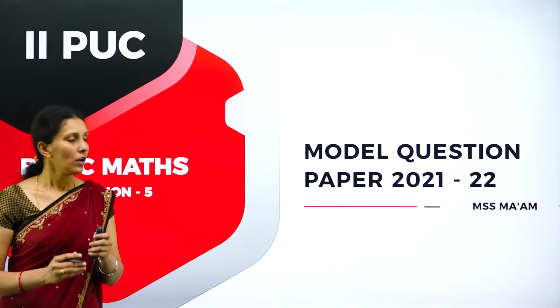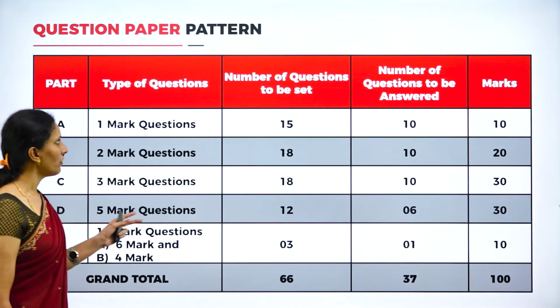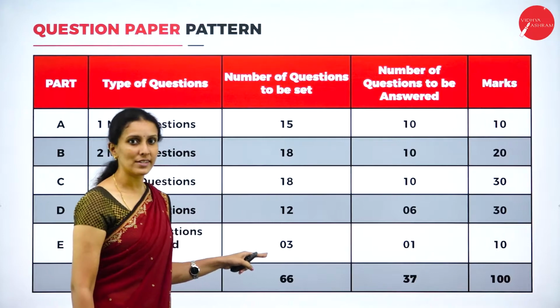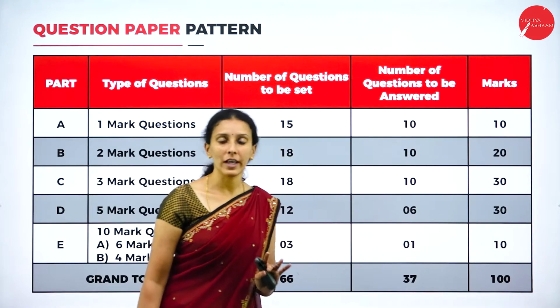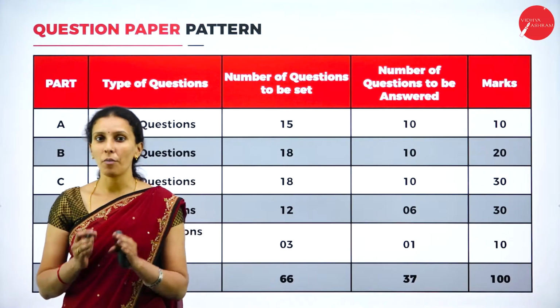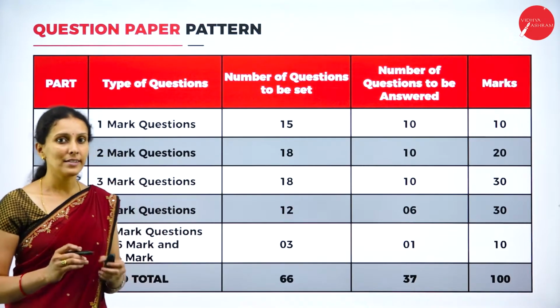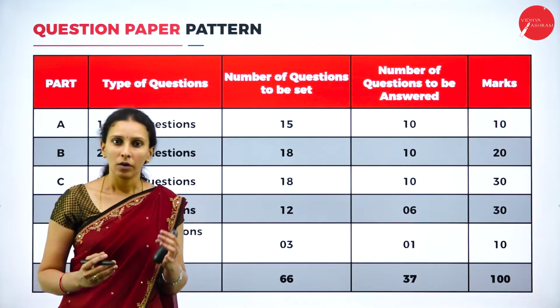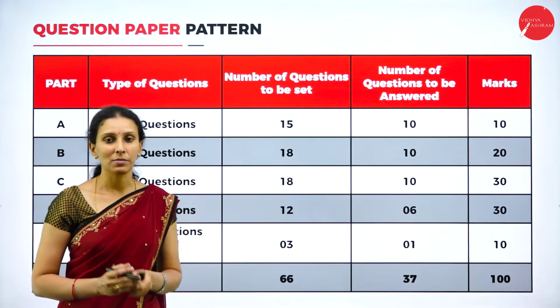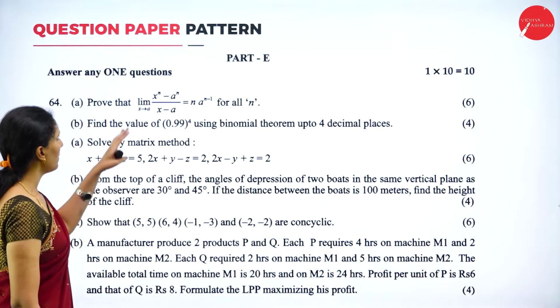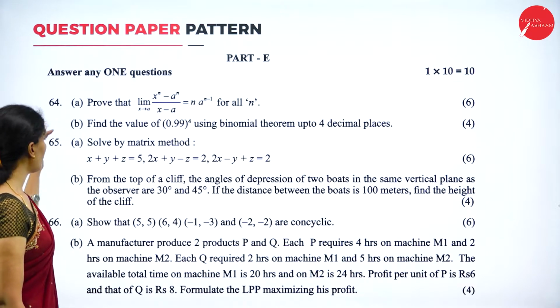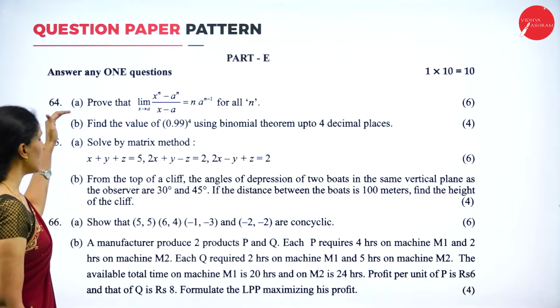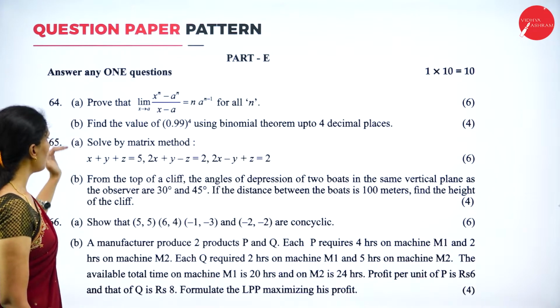So let's see, under part E, you will be having 3 questions this year. You have to answer only one, which you will get for 10 marks. The question will be in the form of 6 plus 4. So let's see from which chapters, what are the types of questions you may expect under part E. So in part E, you will be having 3 questions here. So question number 64, 65 and 66, each in the form of A and B.